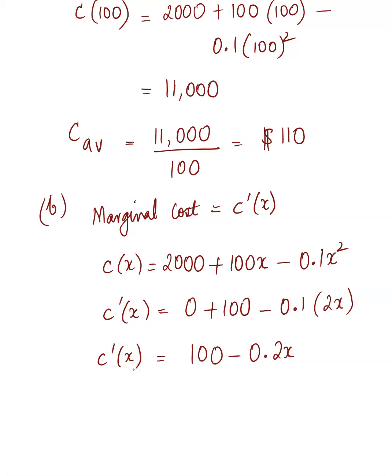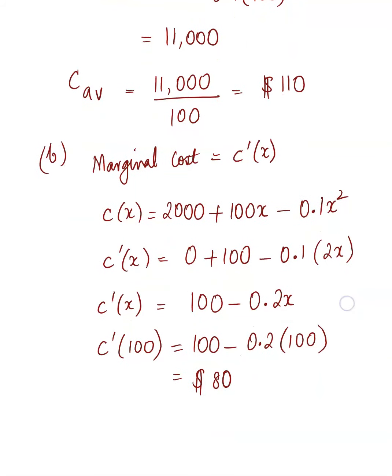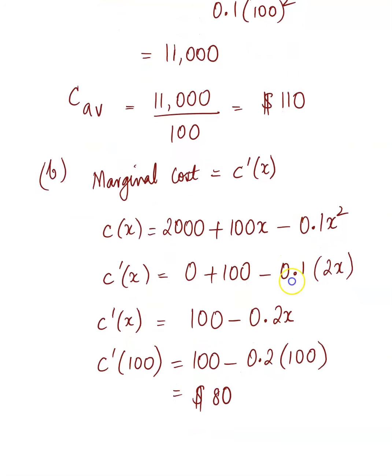But they wanted us to find the marginal cost when 100 washing machines are produced. So the marginal cost at 100 washing machines will be 100 minus 0.2 times 100. Plug in for x as 100. That gives us $80, the marginal cost of producing 100 washing machines.